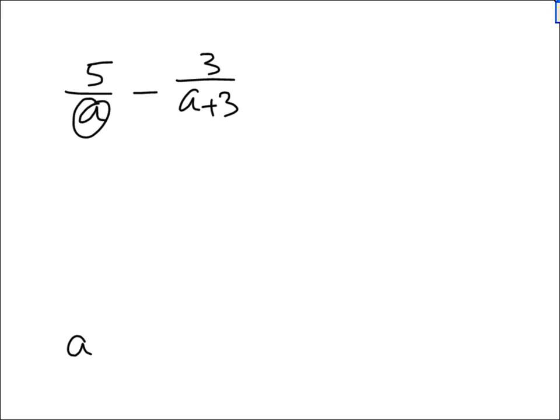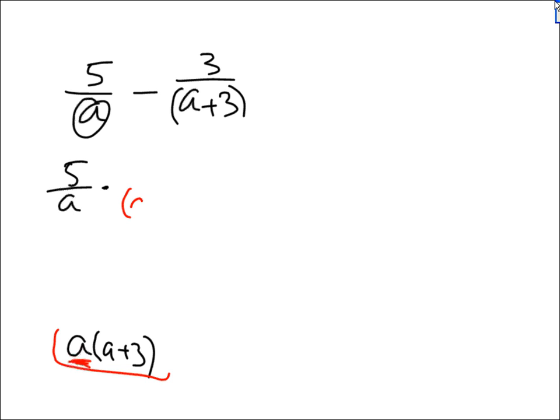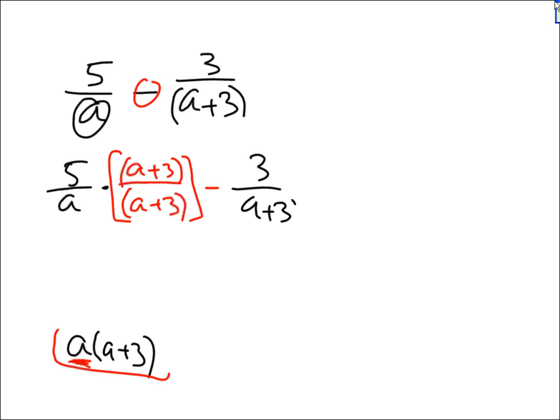A, I didn't write down yet, write it down. A plus 3, I didn't write down, write it down. That's your LCD. You want to take 5 over a and multiply it by 1 such that the denominator will become this. Well, I already have the a. I need to multiply by a plus 3, top and bottom. That guarantees me that this fraction is 1. Minus the other fraction, 3 over a plus 3.